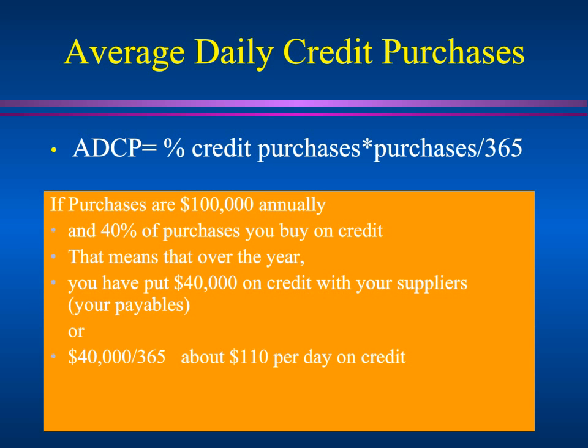Okay, simple calculations for average daily credit purchases. Basically, if your purchases are $100,000 and you only buy 40% of them on credit, i.e. you get an invoice for them, you don't pay by check or by credit card, that means over the year you put $40,000 into a payables system of some sort. Take $40,000 divided by 365 and you get about $110 per day on credit. So that would be the denominator of your ratio.